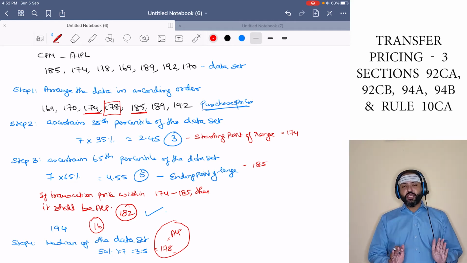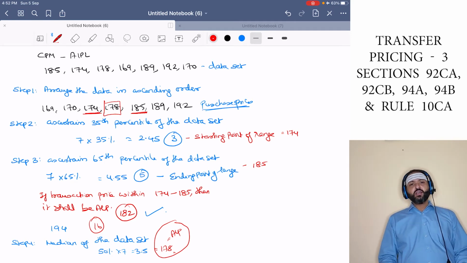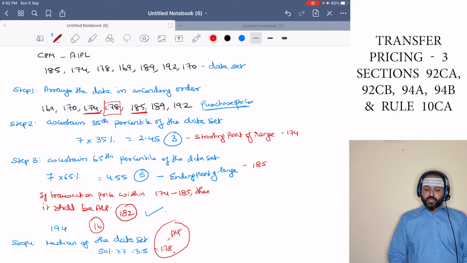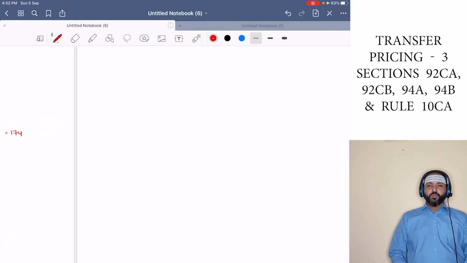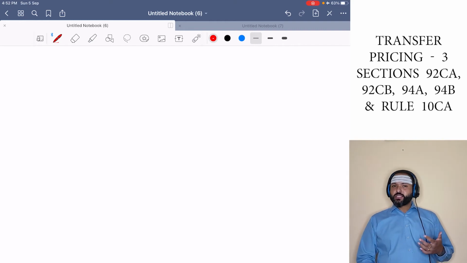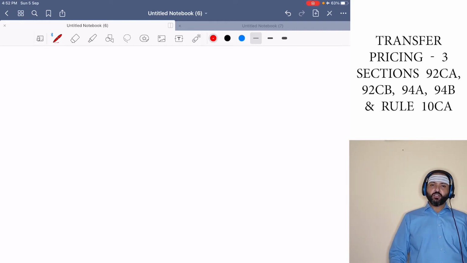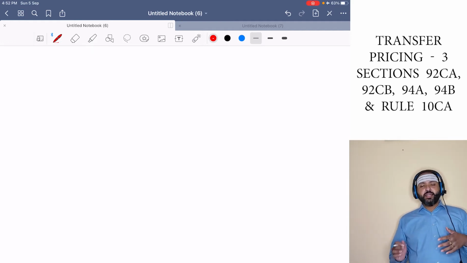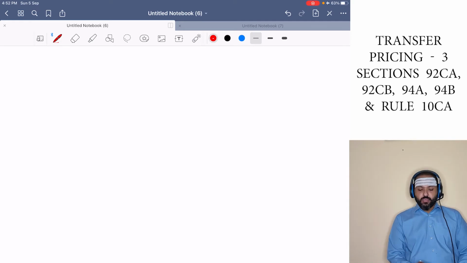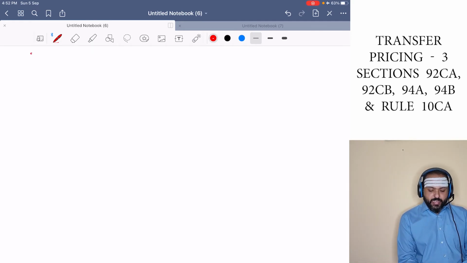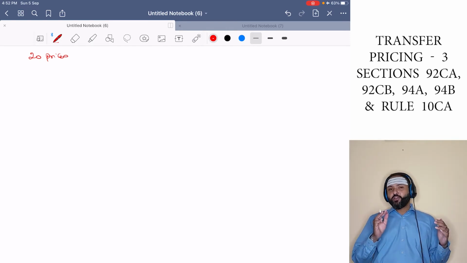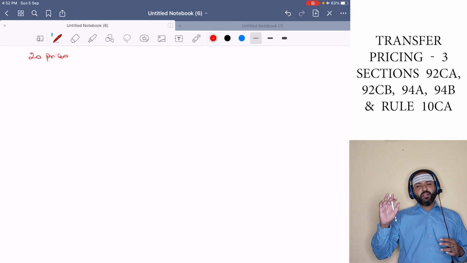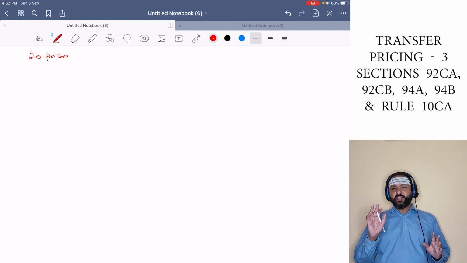So this is the application of your concept of range. Now, sir, suppose the data set is an even data set. You have taken an odd data set. So for example, the data set is going to be even. Let us claim that there are 20 prices. I have 20 comparable companies. I have done the transfer pricing analysis and I have arrived at the arm's length price.